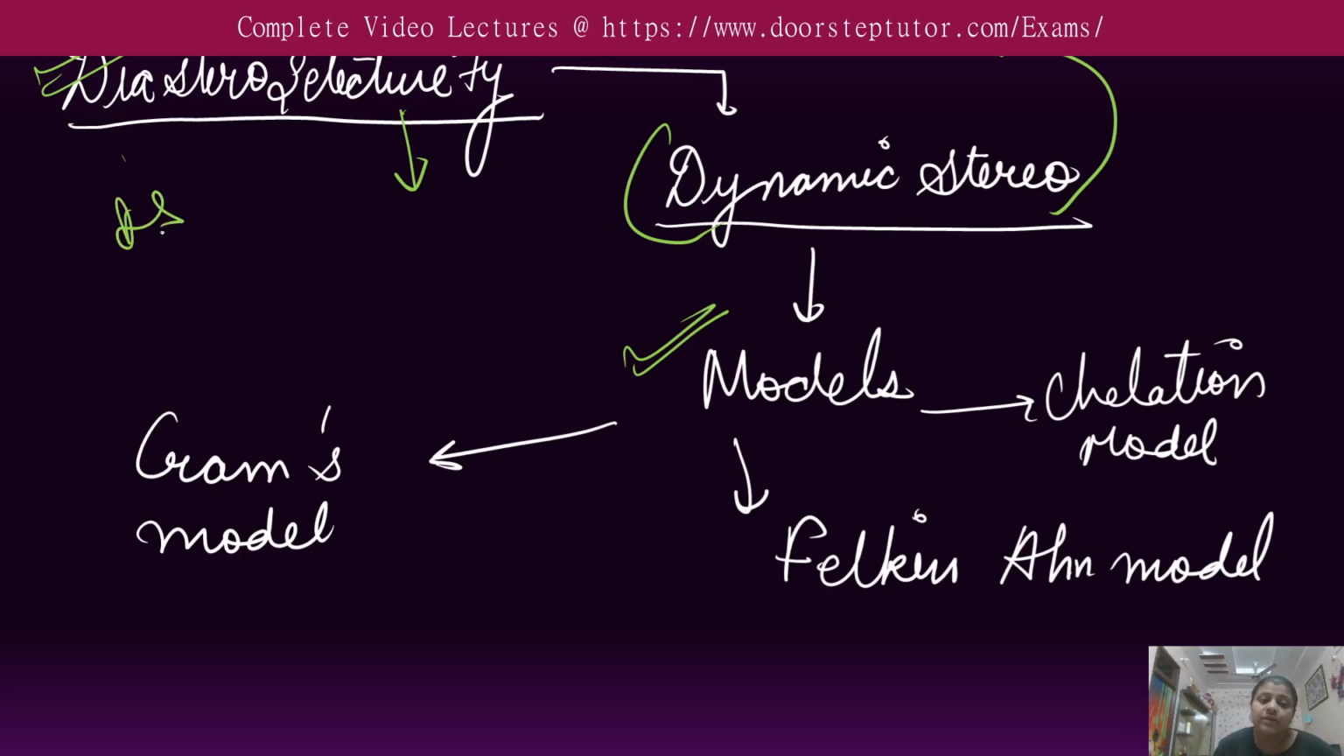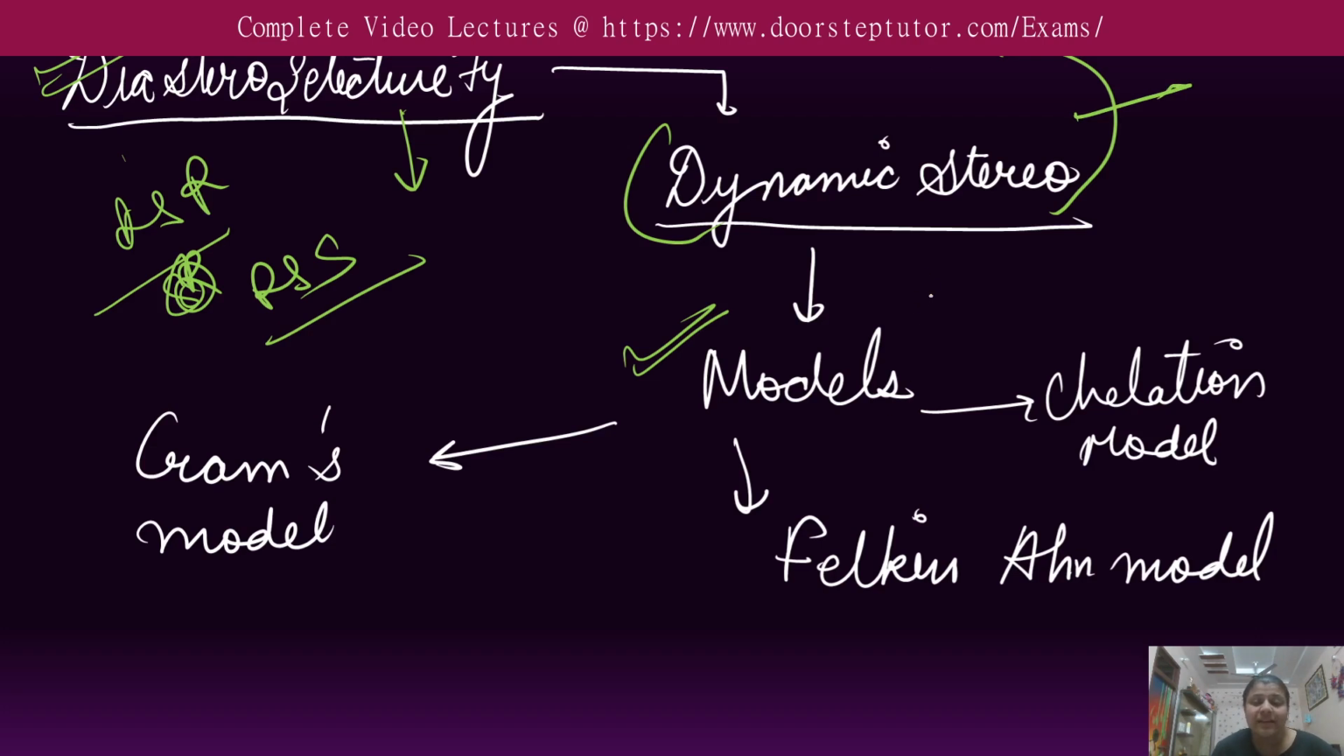So in diastereoselectivity, for example, S,R can be converted into R,S and S,S. When we have different compounds of organic scaffolds, we will see the concept of dynamic stereochemistry.